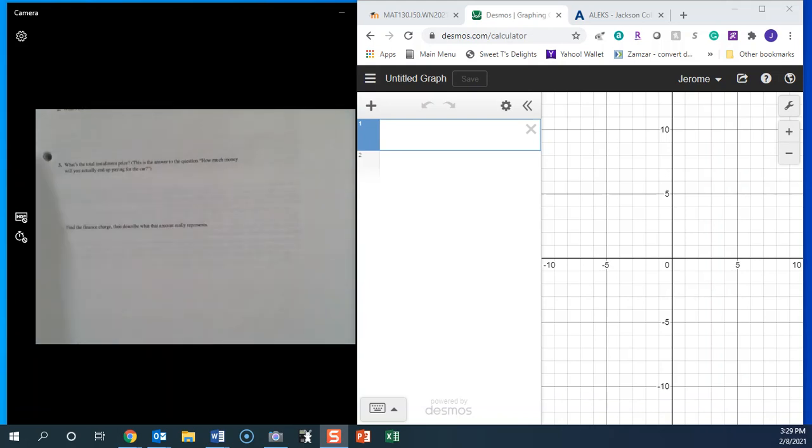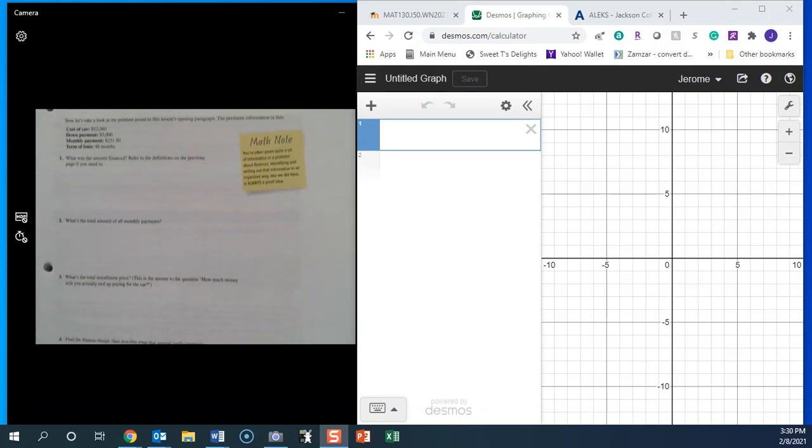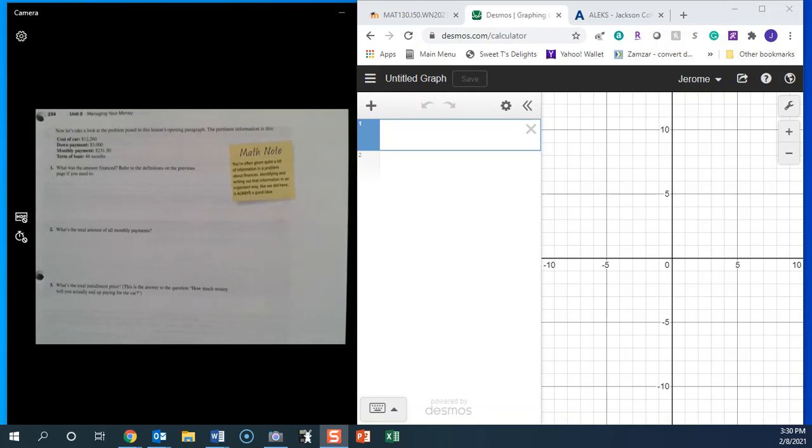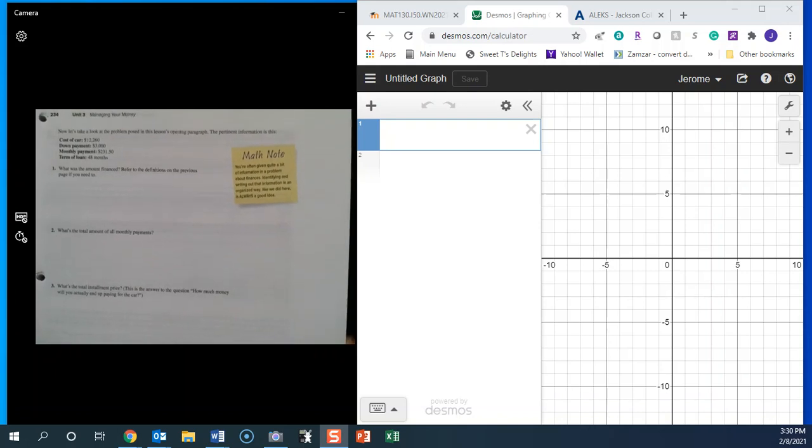Okay, so now we're going to move on to page 234. Now, all those definitions that I just gave you, we are going to go over those. So I'm hoping that when we do go over those, you will get a better understanding of the definitions.